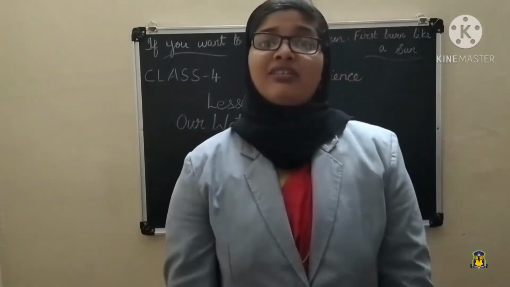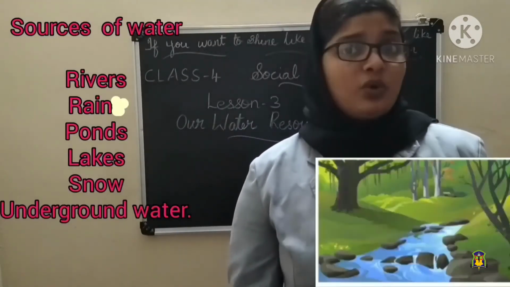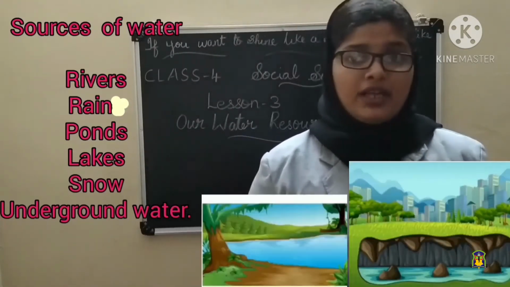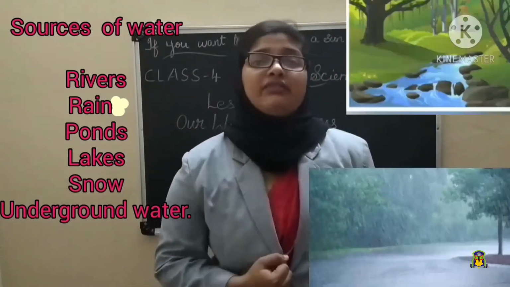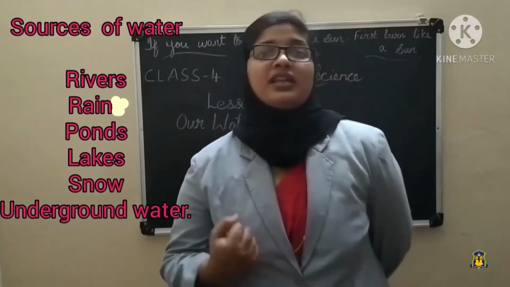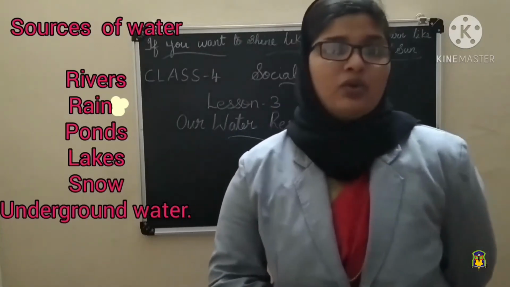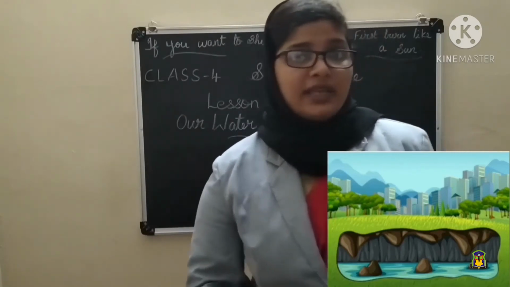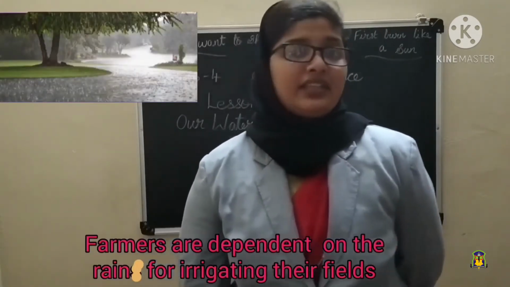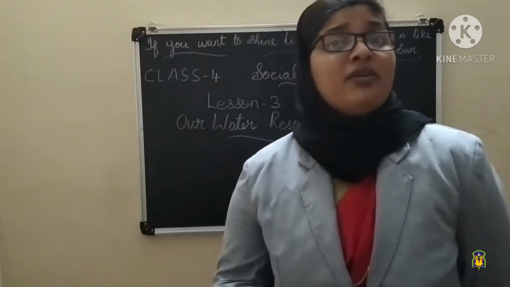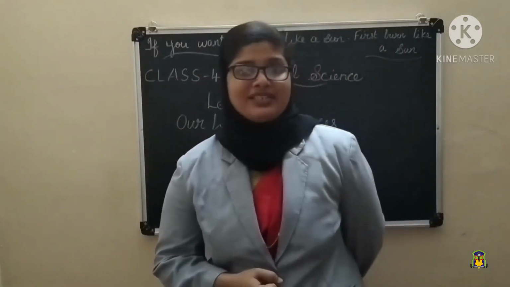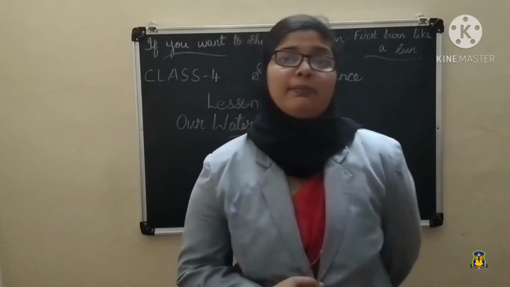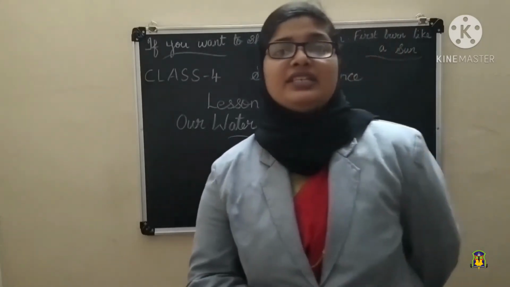Rivers, rain, ponds, lakes, snow and underground water are the sources of fresh water. Farmers are dependent on the rain for irrigating their fields.